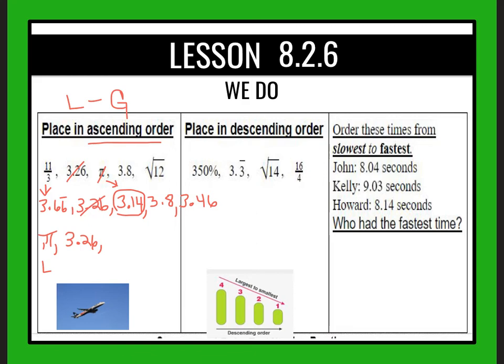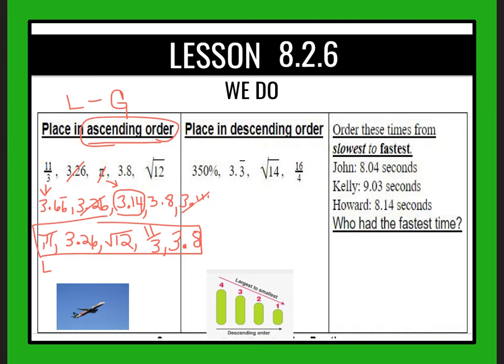And then my next value would be the square root of 12, which is approximately 3.46. Finally, I have 3 and 66 cents repeating, so that would be 11/3. And finally, the greatest value is 3.8. So again, when you see the words ascending order, think of that plane taking off, least to greatest, and this is your final order. All right, let's go ahead and look at descending order.